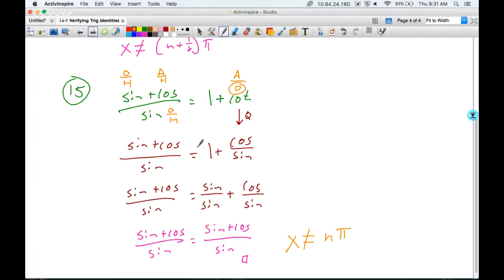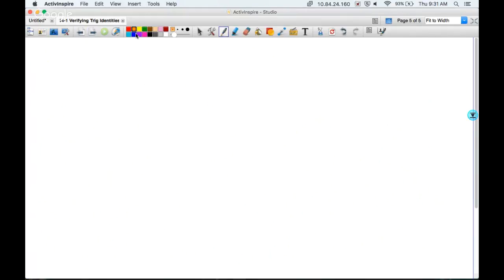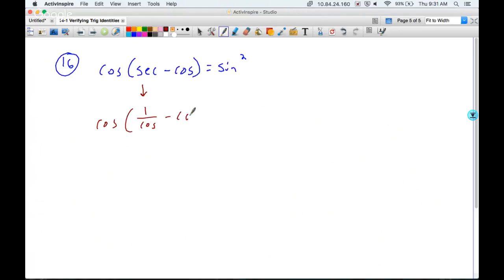Shall we do 16? 16 looks kind of tricky. Also, maybe 18. Try those out. So 16: cosine, quantity secant minus cosine, equals sine squared. Start like how we always start, decomposing into sine and cosine. This is going to be cosine times 1 over cosine minus cosine equals sine squared.